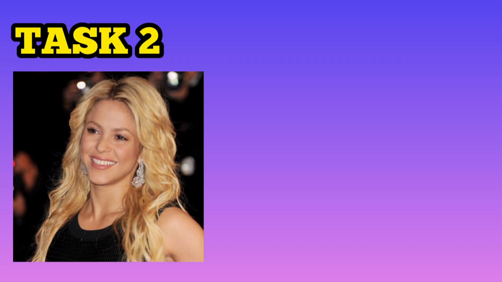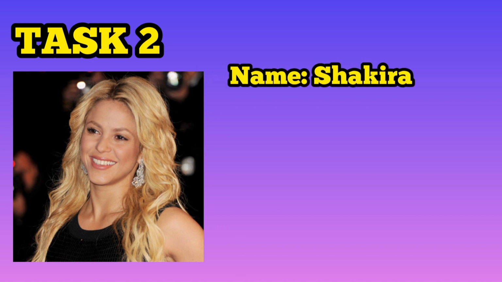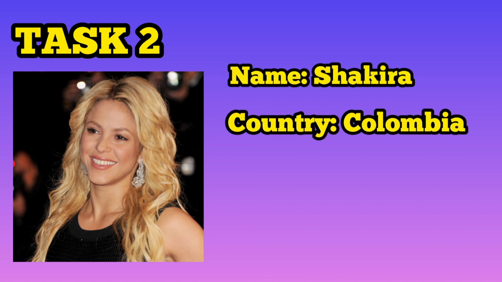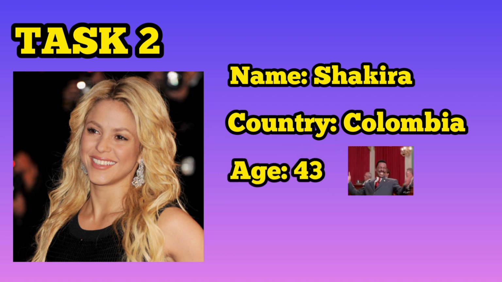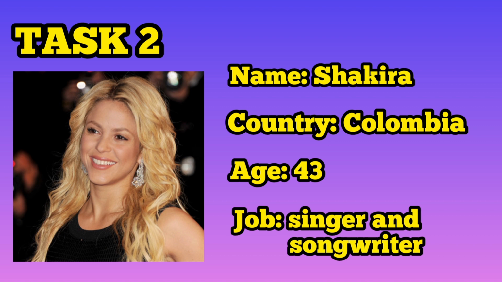Now it is your turn again. This is task 2. Talk about Shakira using the verb to be. Name: Shakira. Country: Colombia. Age: 43. Like me. Job: singer and songwriter. Use the verb to be to talk about Shakira. Make 4 complete sentences. For the last sentence, don't forget to use an article.